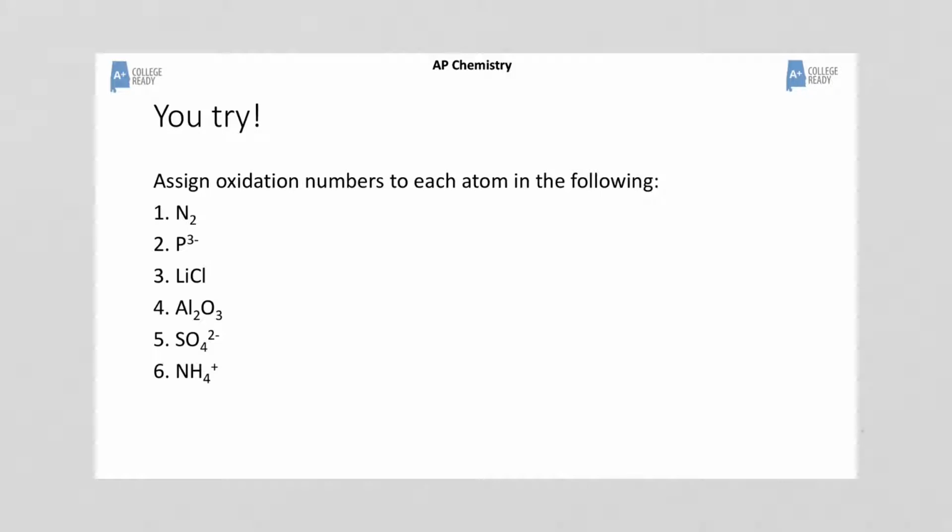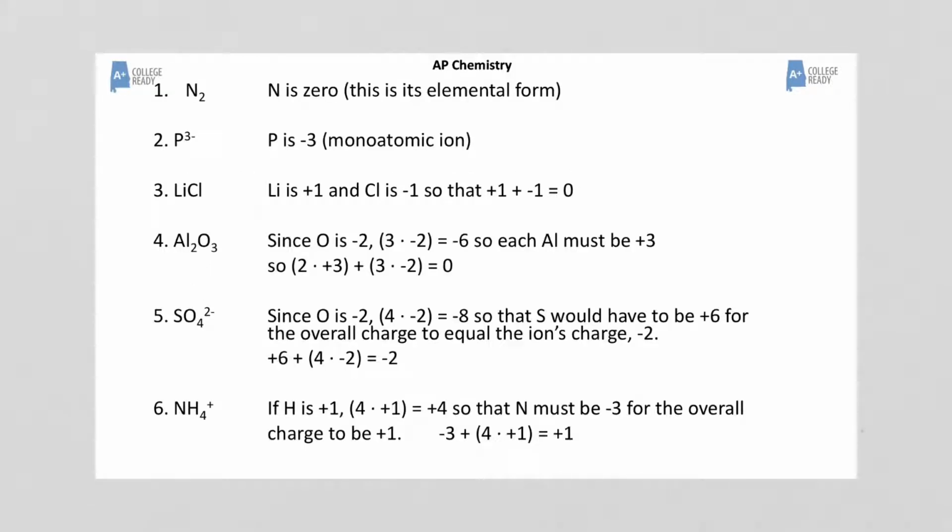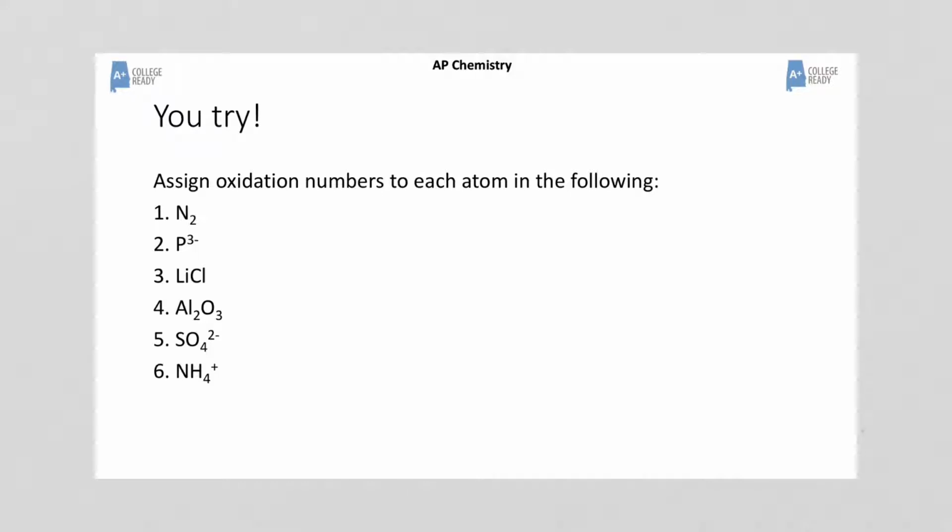So into, let's see, into is an element. We have that as 0. Phosphide we see is a single ion, so that's its charge. And then we get to number 3. And 3, 4, 5, and 6, we actually can take the time and work those out. So again, this is a neutral compound, so whatever those 2 oxidation numbers are, they have to equal 0.